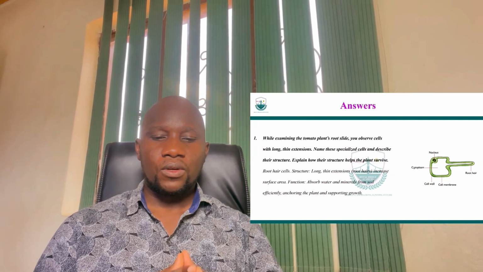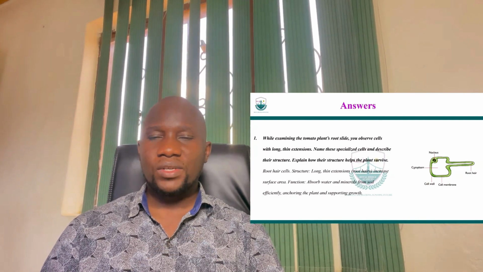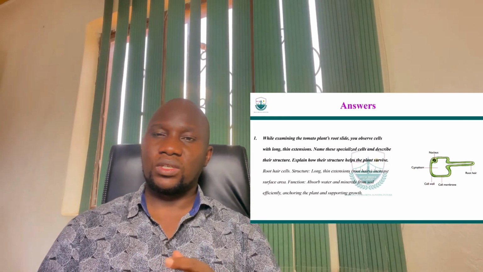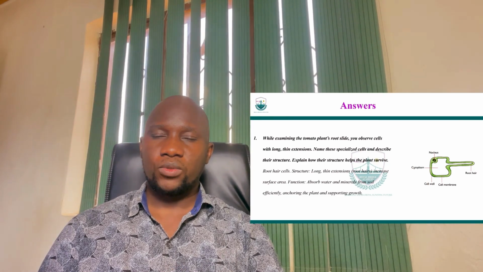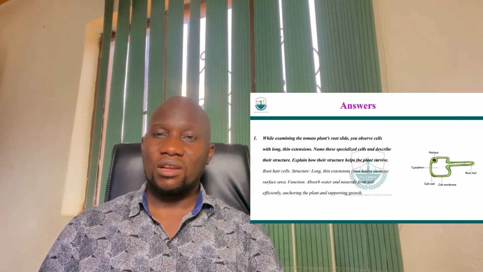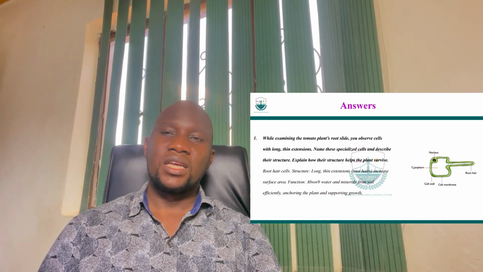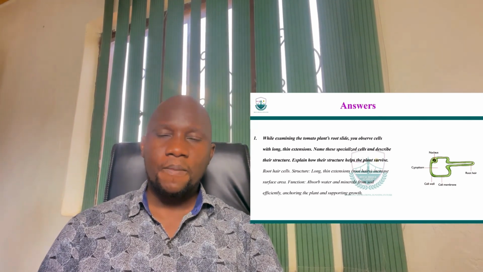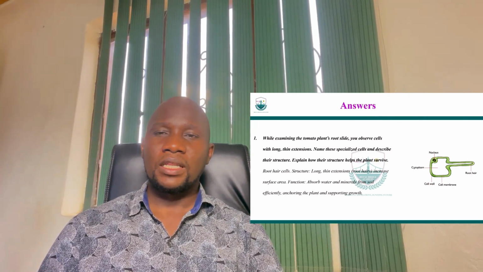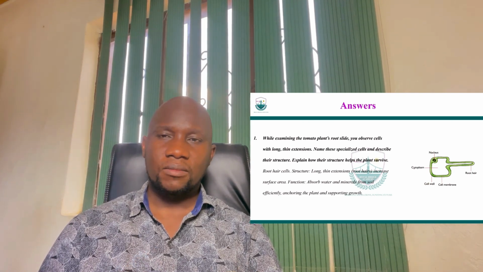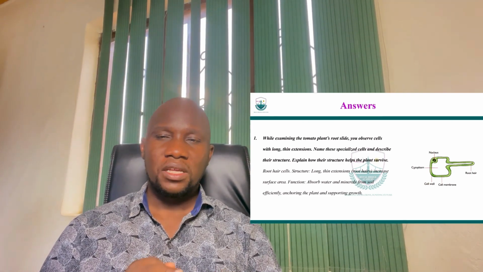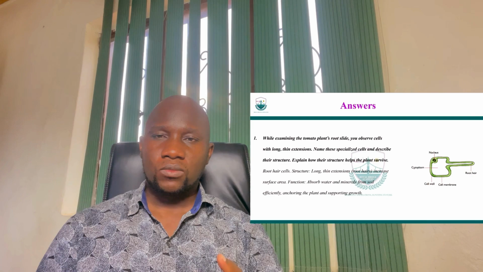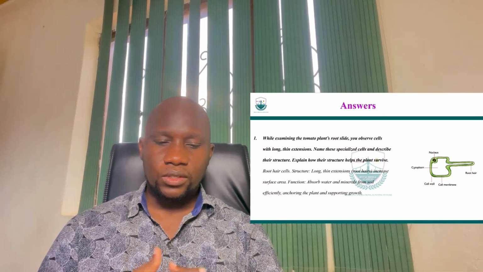So what makes them very good at water absorption and mineral salt absorption is the fact that they are very many. They are numerous, that is one. They have a thin wall, that is two. Because they are numerous, that increases the surface area for absorption. They are thin, that means that it is very easy to absorb water and mineral salts.